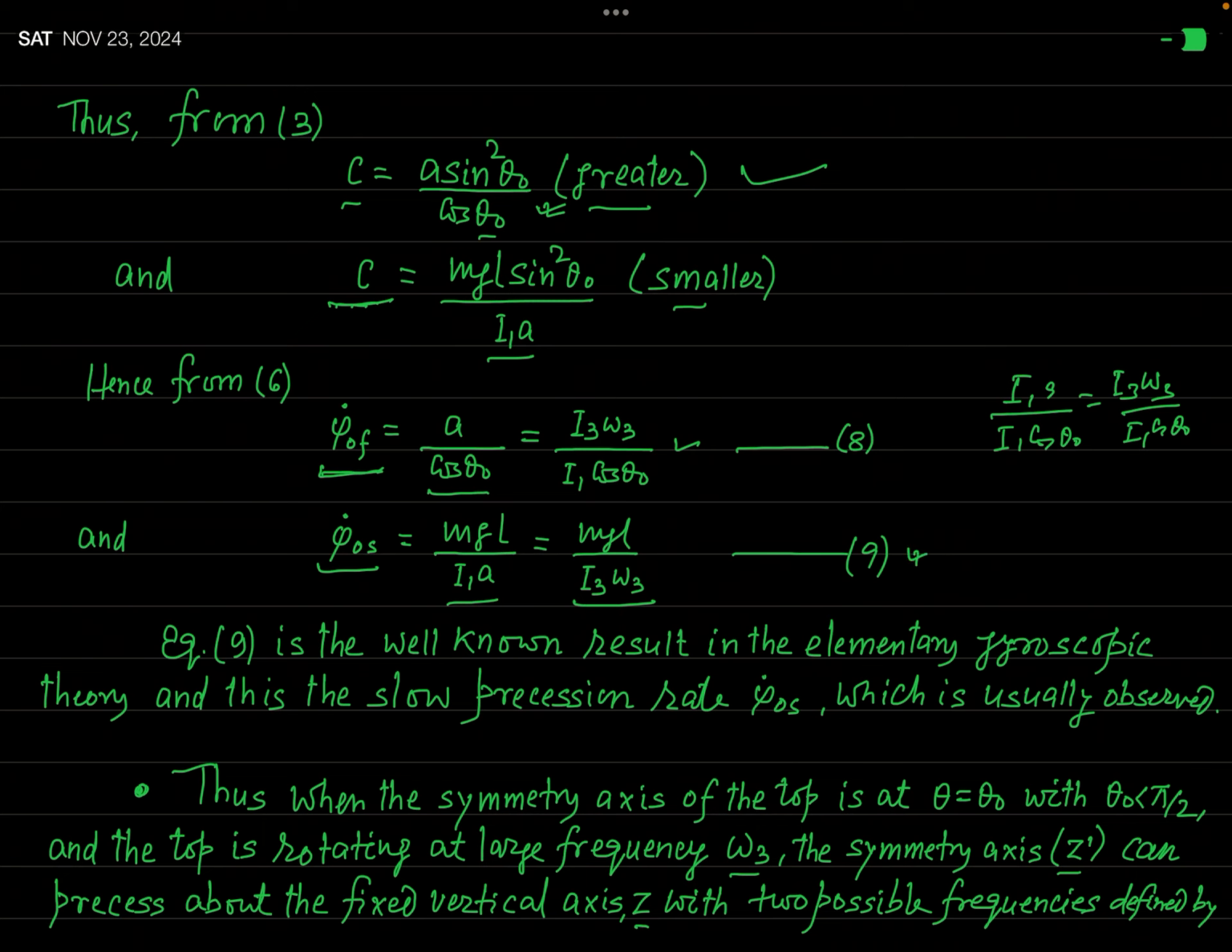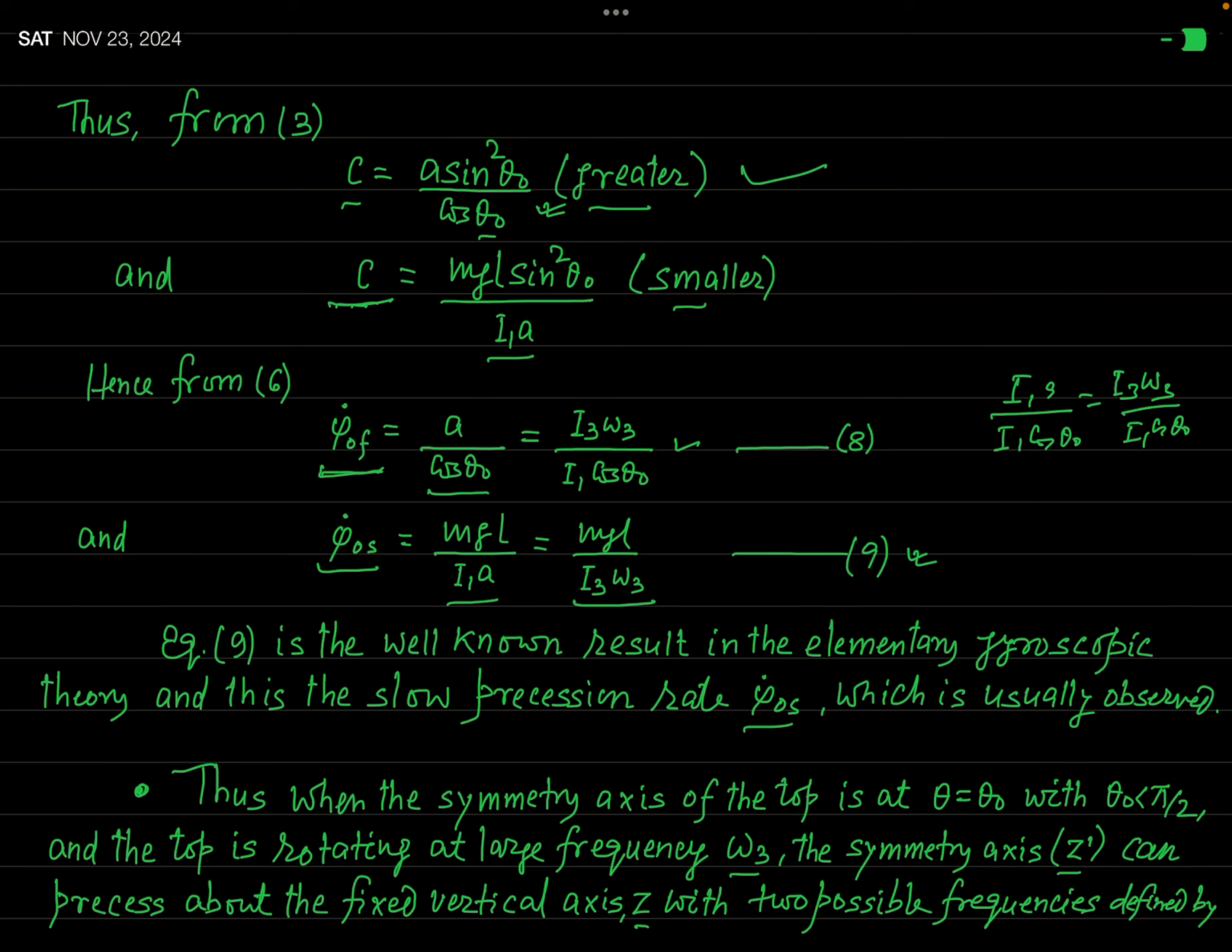But among these two results, this second result, that is the angular velocity for the slow precession, is most important, because in practice, in most cases we observe the slow precession, not the fast precession. Okay, when you study the gyroscopic motion in my forthcoming video, then you will see that slow precession takes place in that very case. So this phi naught s dot is in fact generally observed.